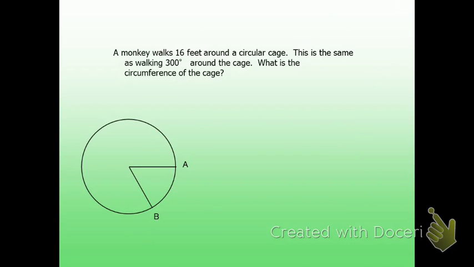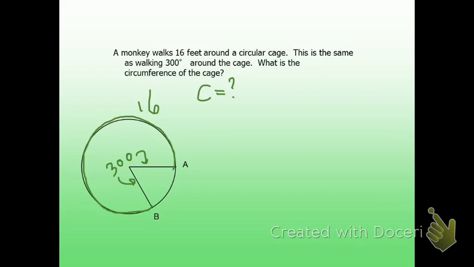So, we know a few things. We know that this angle right here is 300. So from here to here, it's a pretty big angle. And this distance, so we have a circular cage, and the monkey walked around the perimeter, is 16 feet. And we want to know the circumference. We do not know that. So how are we going to solve it?